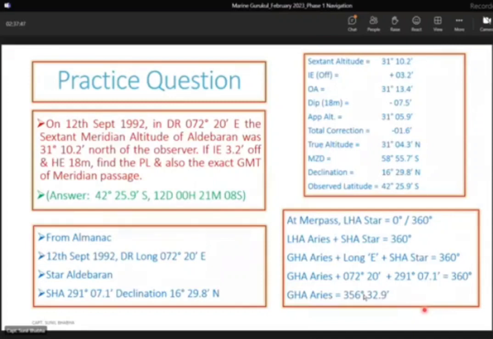Okay, sir. Sir, if longitude is west then it will be minus, right? GHA is minus long west. That's right. Longitude east, GHA least. Longitude west, GHA best.